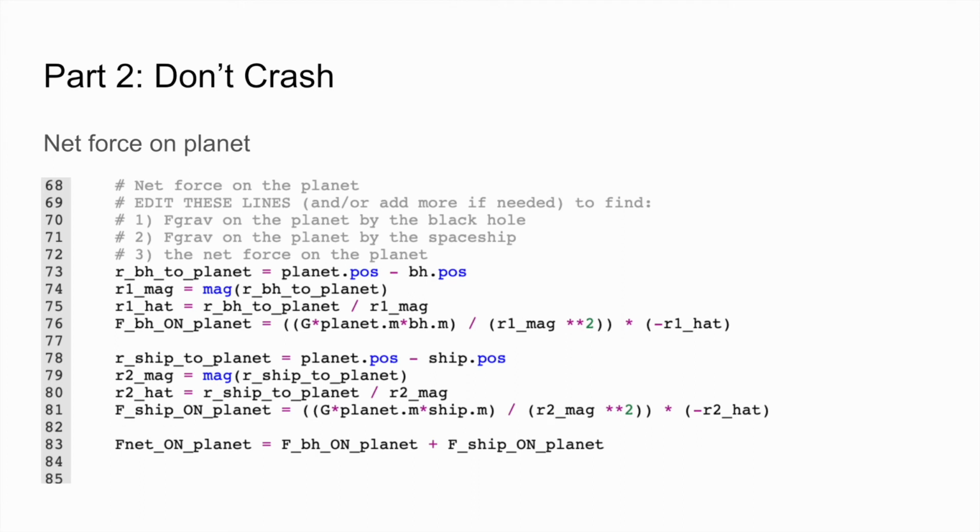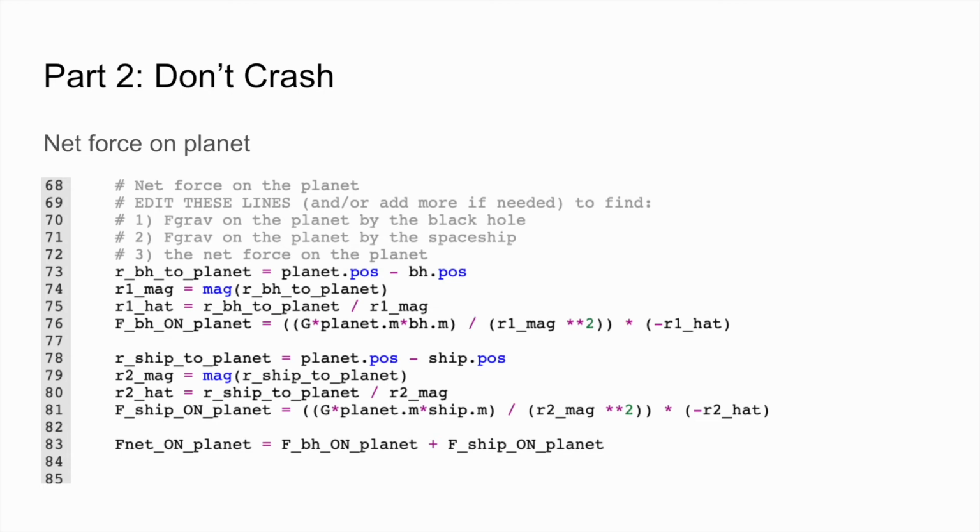For the second part of the lab, we were instructed to create a computational model that shows a spaceship approaching the black hole and coming close to the black hole but not entering orbit, while also not crashing into the black hole. So to do this, we need to find the net force on the planet and ship. So first, we find the net force on the planet. So the first step is finding the position difference between the black hole and the planet. We find the unit vector for that, which is r1 hat, and then we find the force of the black hole on the planet using the gravitational formula.